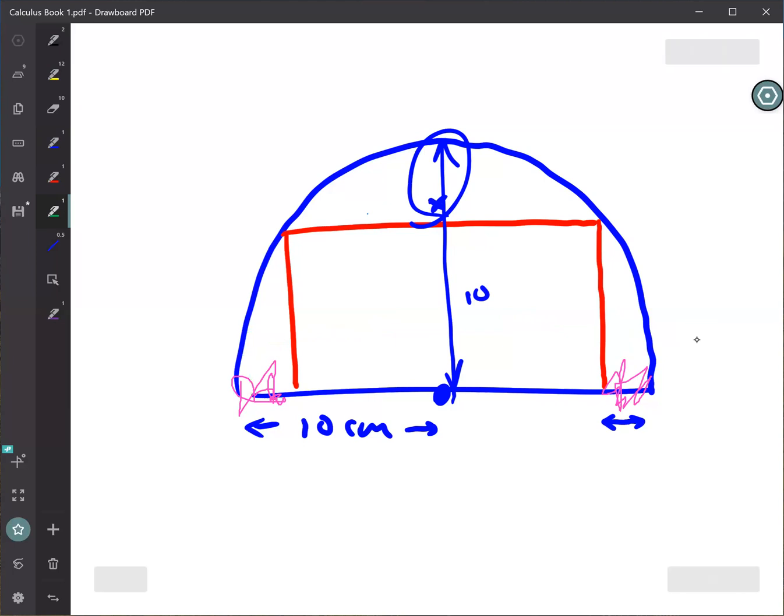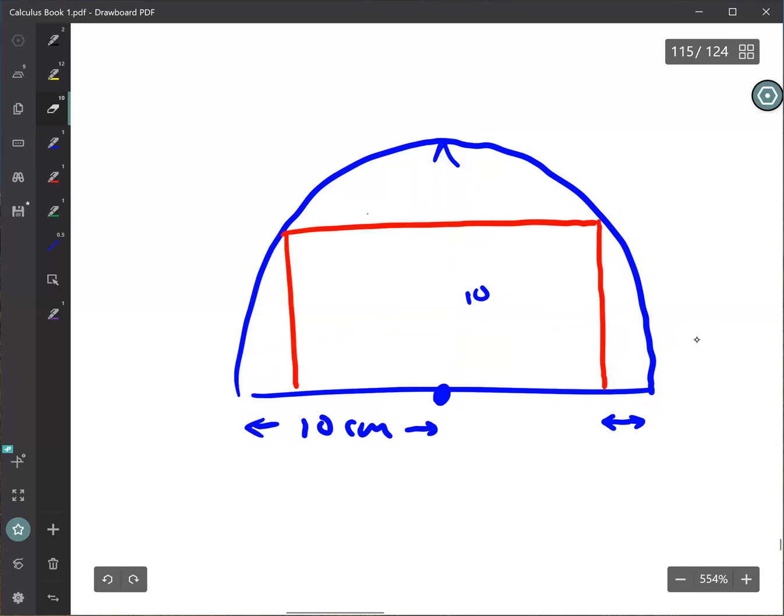Can you help me erase, please? Okay. So you can choose, say, length be x or the width be x. Doesn't matter. But once you choose it, let's say we chose this one to be x, you need to think about, if I know x, is there a way I can use it to find the width? If I know the length, can I find the width?